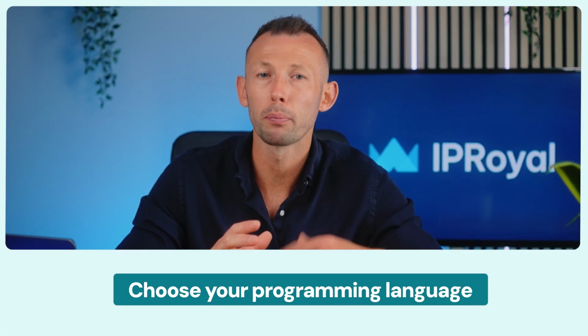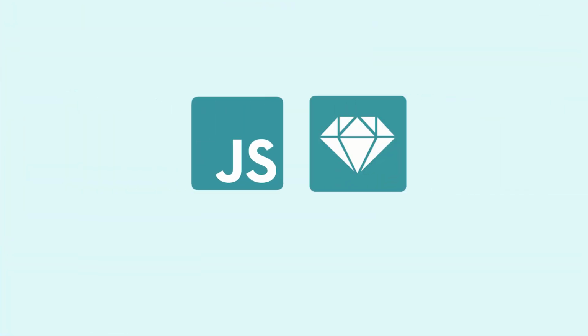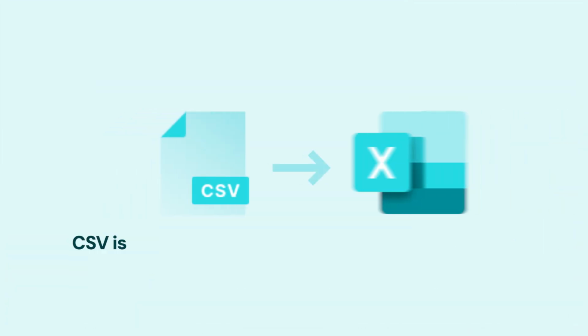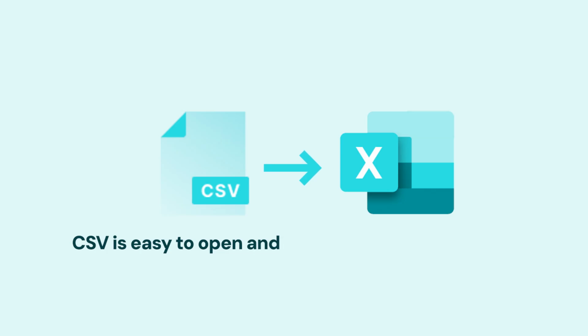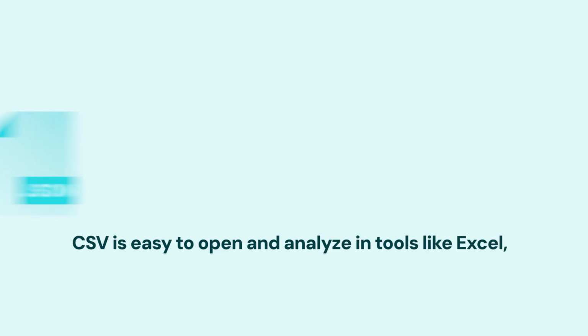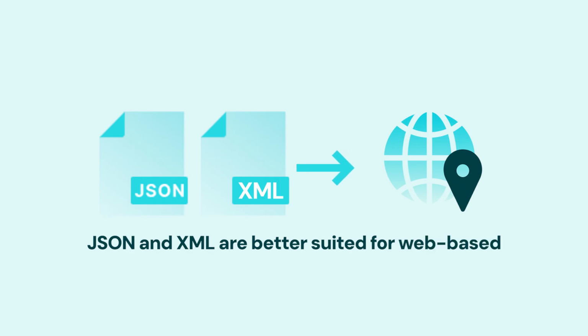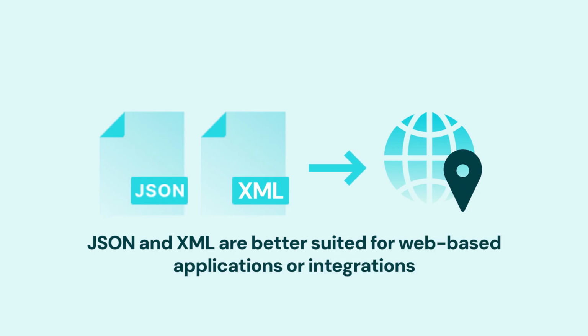Four, choose your programming language. Python is the most popular option for web scraping, thanks to its libraries and community support. But you can also use JavaScript, Ruby, or whatever fits your stack. Five, decide where to store your data. CSV is easy to open and analyze in tools like Excel, while JSON and XML are better suited for web-based applications or integrations.